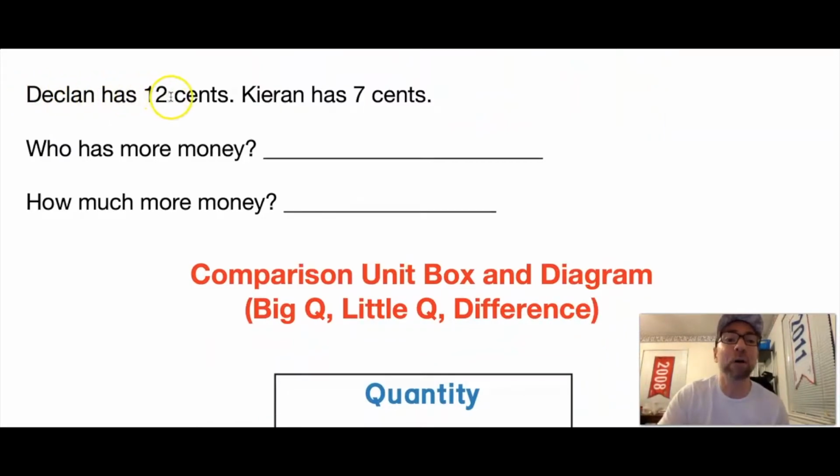Declan has 12 cents. Kieran has 7 cents. Who has more money? Now, who is a name? It's a person. So we're not going to put a number here because the number isn't the name of the person. But who has more? Declan has 12 and Kieran has 7. Did you say that Declan had more? Well, you are correct. So I'm going to go ahead and write Declan's name because he has more.